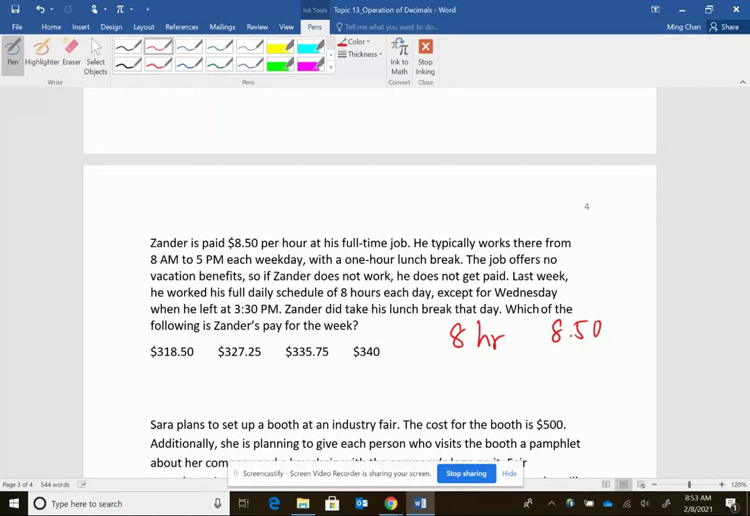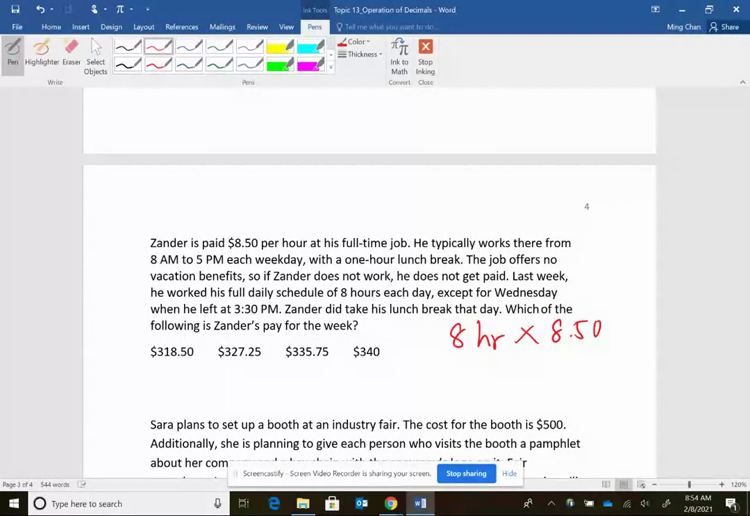So last week, he did not work 5 full days. So for 1 day is 8 hours times what? $8.50, right? So how many? Now you've got to think. Okay, last week, how many days did he work? Because Wednesday he only worked part of the day.